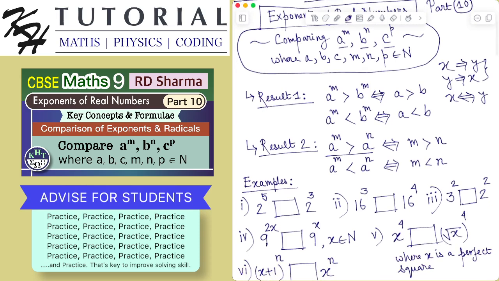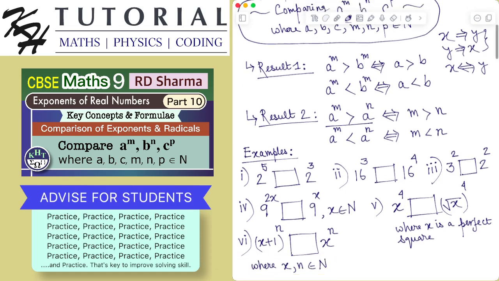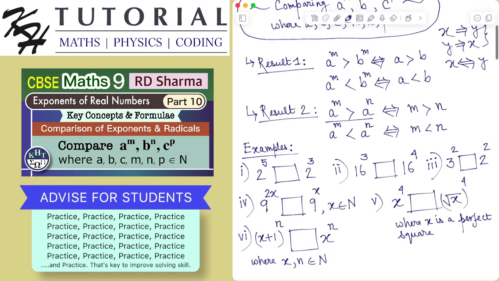Let's try to understand this with some very basic examples. In these examples, I will fill up the box with the less than or greater than operator. So basically, we are trying to compare the two numbers on either side of the box. So 2 to the power 5 and 2 to the power 3, which is more? Obviously we can see the base is the same, 2, and in 2 to the power 5, the power is 5, and 5 is greater than 3. So obviously 2 to the power 5 will be greater than 2 to the power 3.